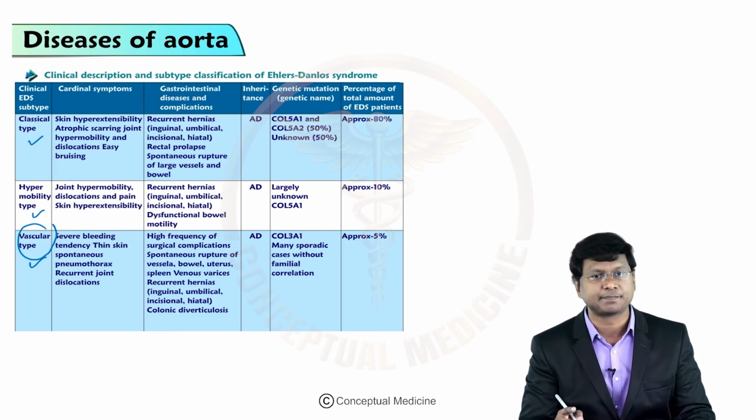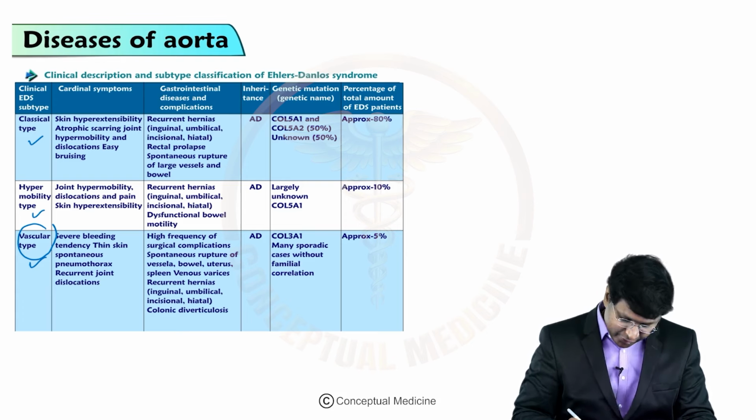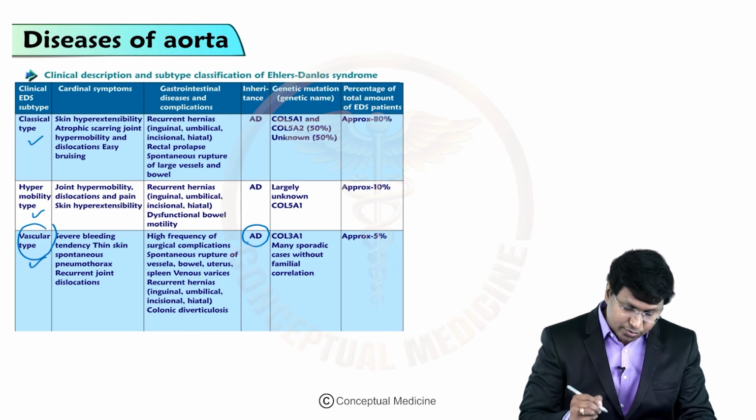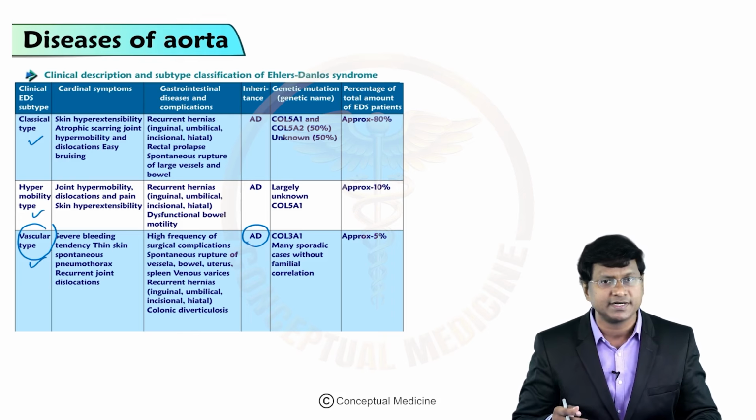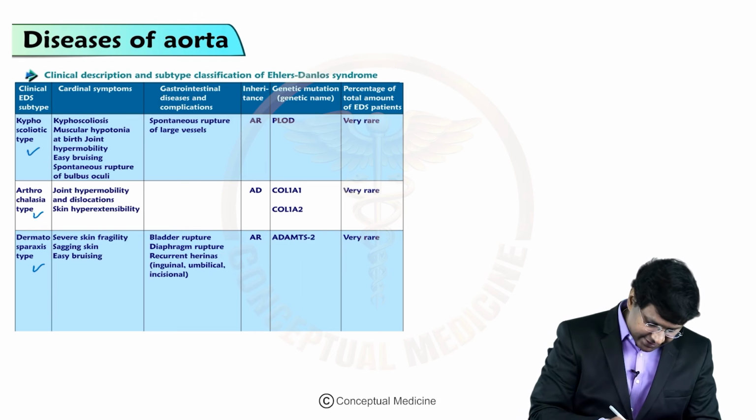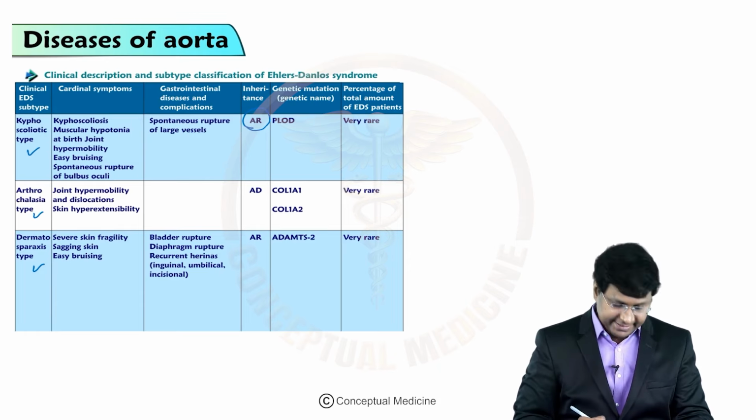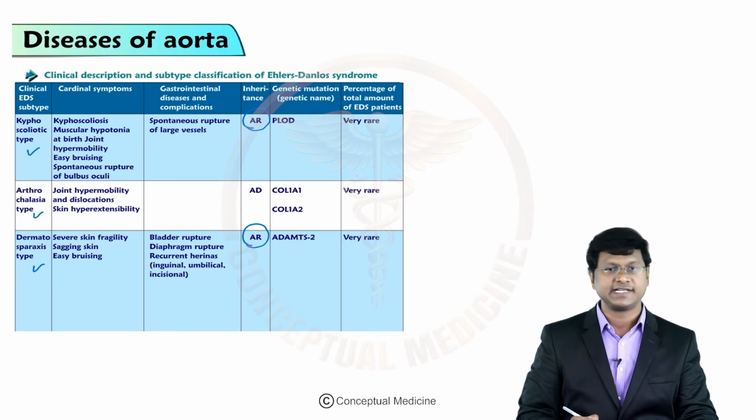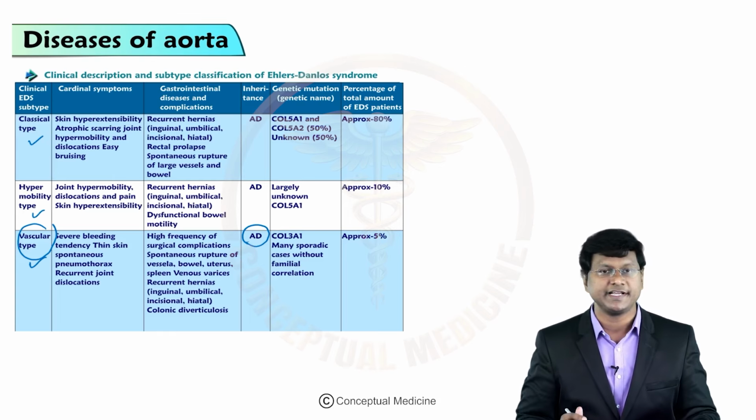If you take the vascular type of Ehlers-Danlos syndrome, that is the one where the individual develops aortic dissection. This is an autosomal dominant type of inheritance. Ehlers-Danlos is either autosomal dominant or autosomal recessive. Now, which subtypes are autosomal recessive? The kyphoscoliotic type is autosomal recessive. The dermatosparaxis type is also autosomal recessive. And the other types are all autosomal dominant.